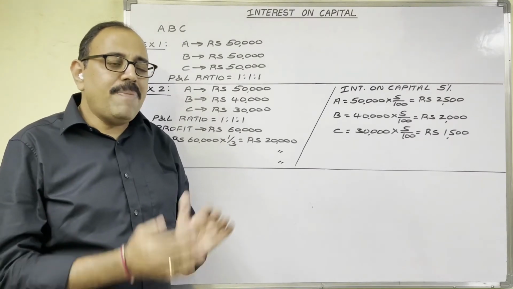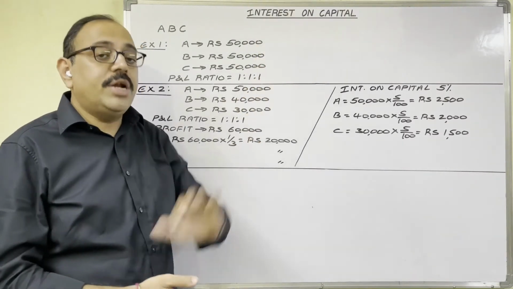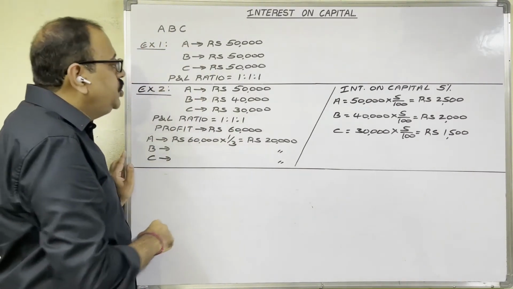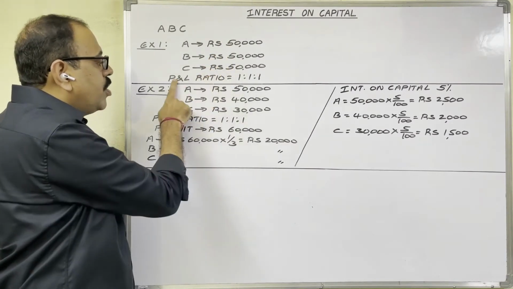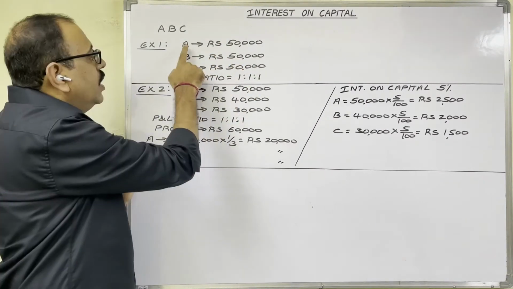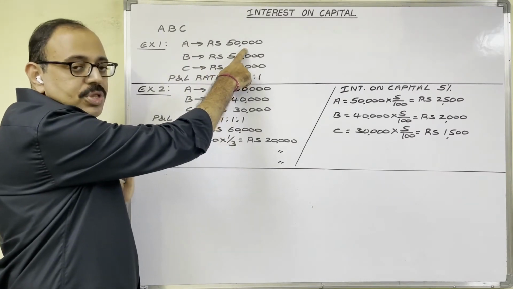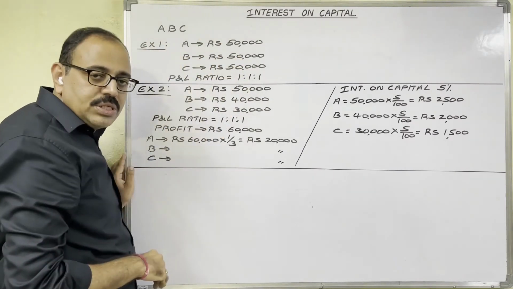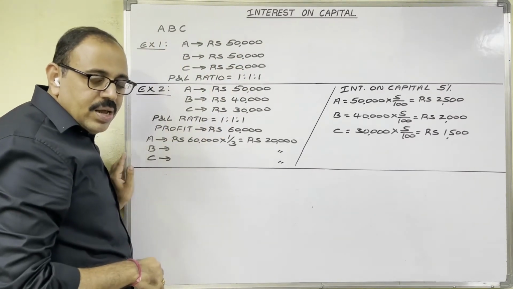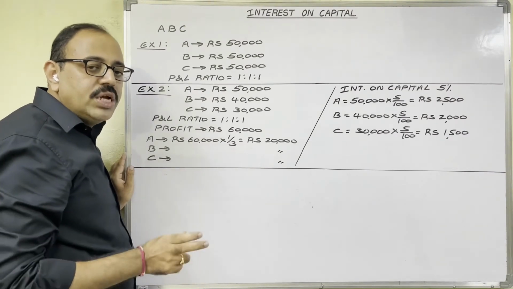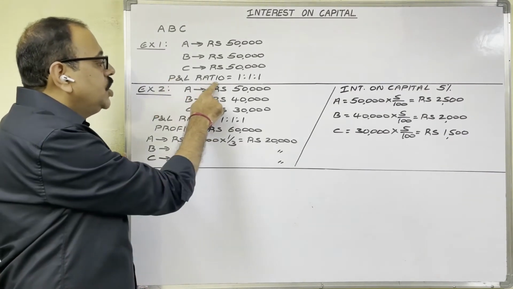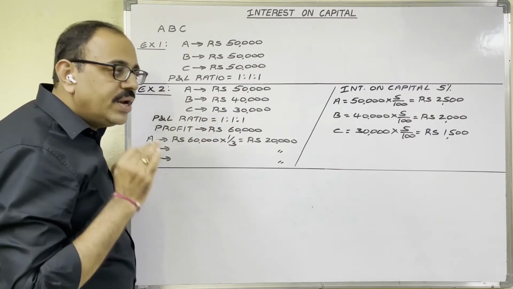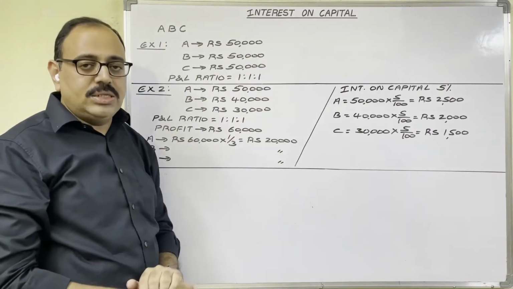Generally, when the partnership deed contains an interest on capital provision, suppose A, B, C are partners. Assume their capitals are equal, and the profit and loss ratio is also equal. A brought 50,000 rupees capital into the business, B brought 50,000, C also brought 50,000 rupees. Capital amounts are equal, and the profits and losses they are going to share equally. So the profit and loss ratio is 1:1:1. In this case, generally no interest will be paid on capital to the partners.